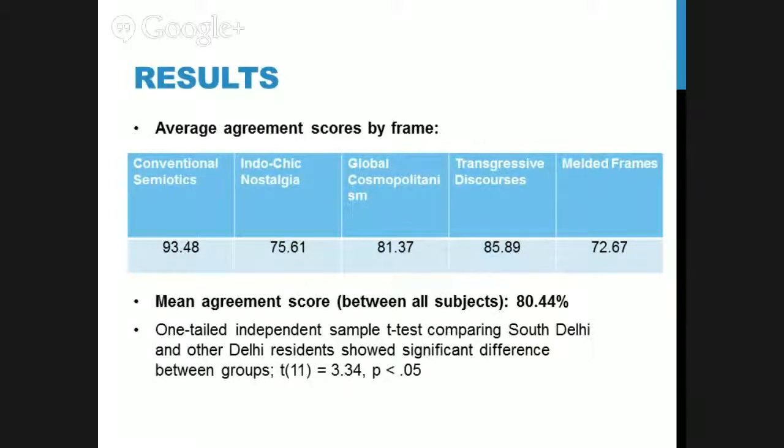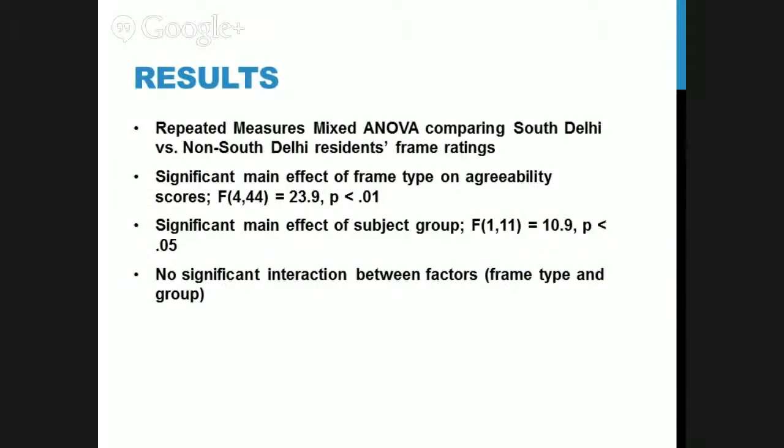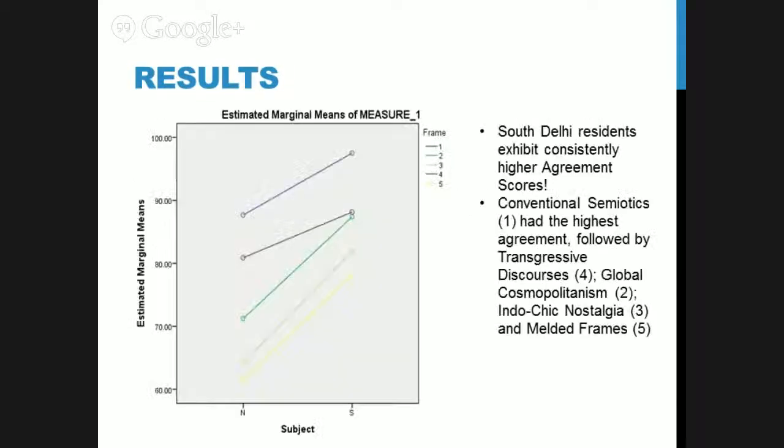And I did a t-test, and there was a significant difference in their agreement scores. Then I used a mixed ANOVA to compare their ratings, their agreement scores, and I did find a main effect of frame type on agreeability scores, and that the subject group really did make a difference. So people from South Delhi are having quite different agreement scores than those who are not from South Delhi.